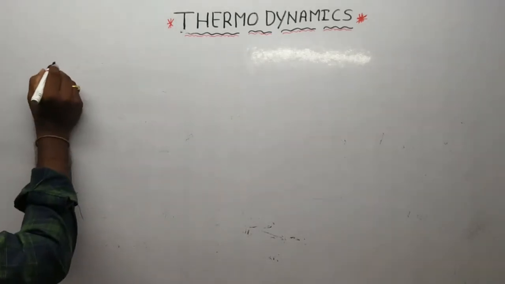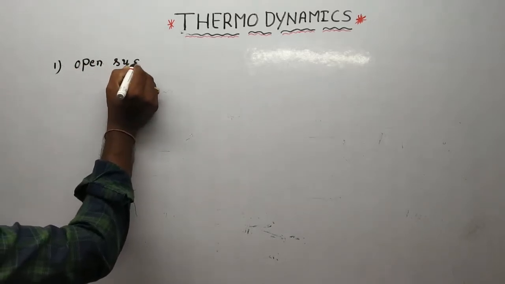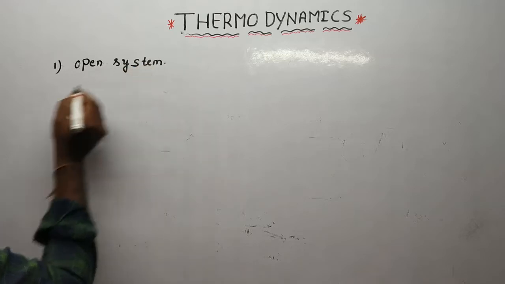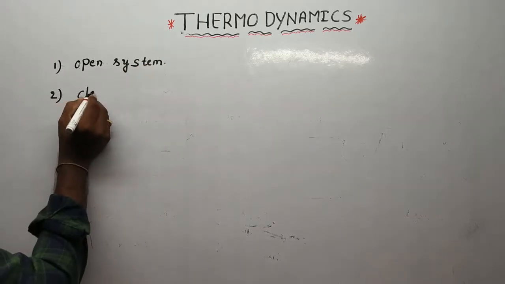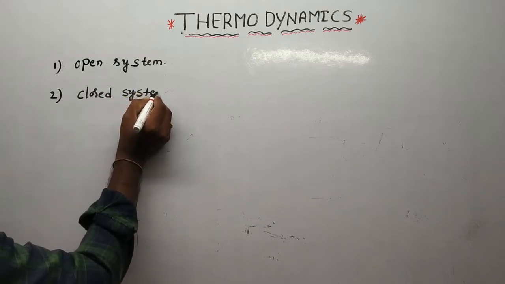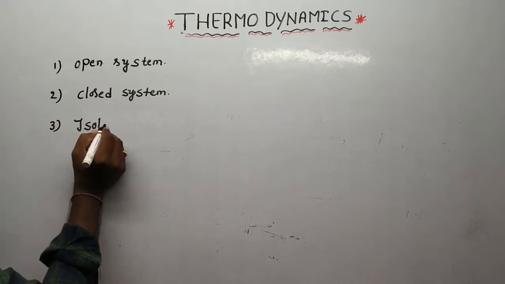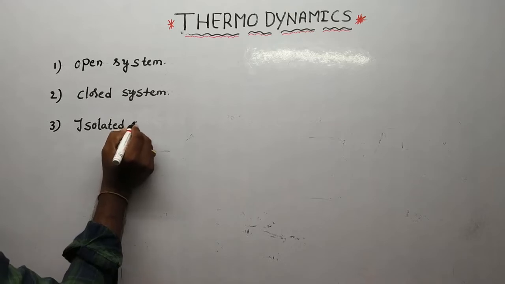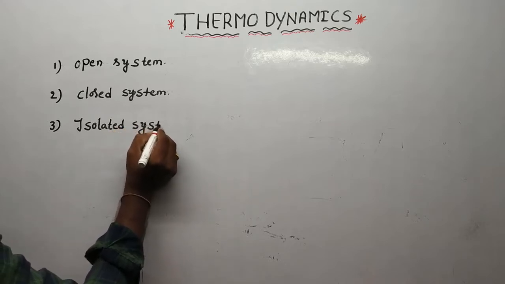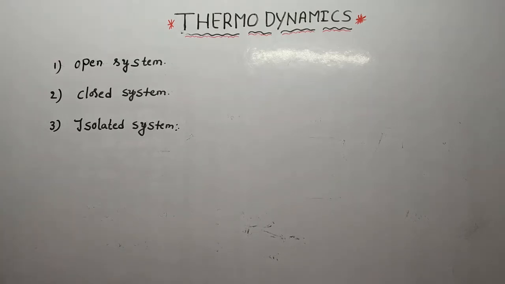First one open system, second one closed system, third one isolated system. In thermodynamics there are three types of systems: open system, closed system and isolated system.